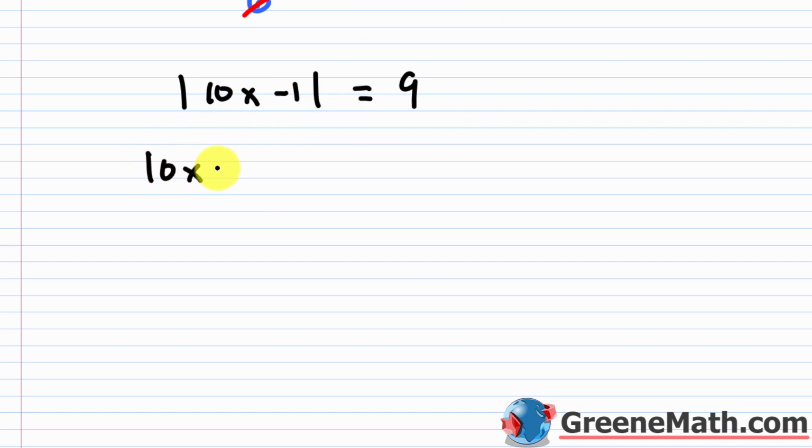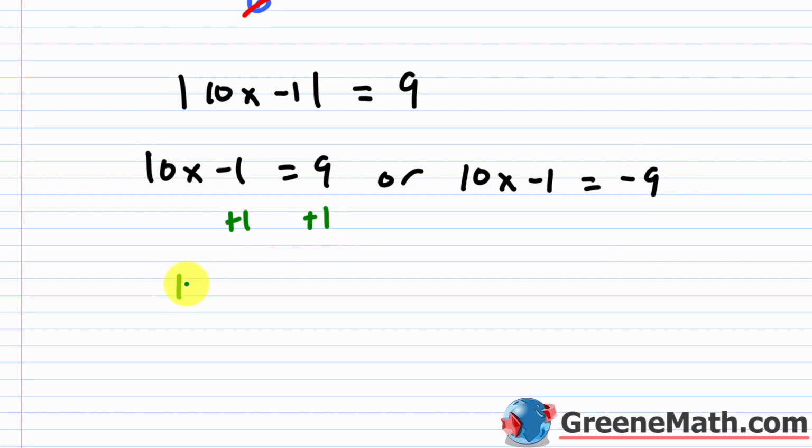So I'll say 10x minus 1 and set it equal to 9. Then, or, we want to drop the absolute value bar, so 10x minus 1, and set it equal to the negative of this number, so negative 9. So over here on the left, let's add 1 to both sides of the equation. You're going to get 10x is equal to 9 plus 1 is 10. Divide both sides by 10. And let me show this as canceling here. We'll get x is equal to 1.